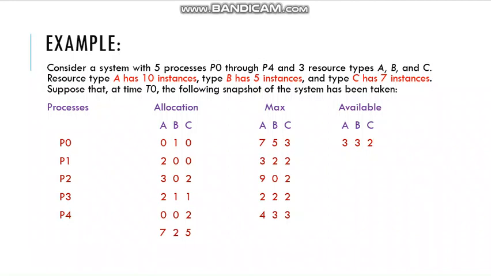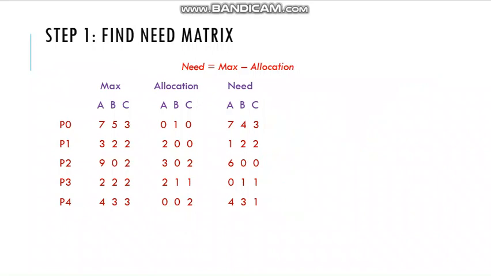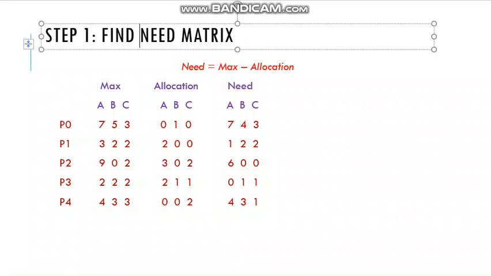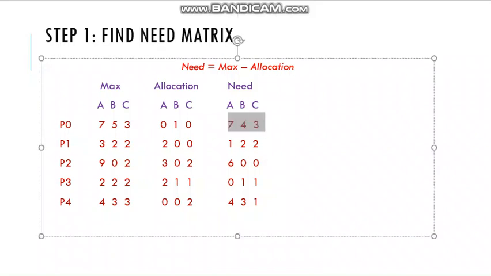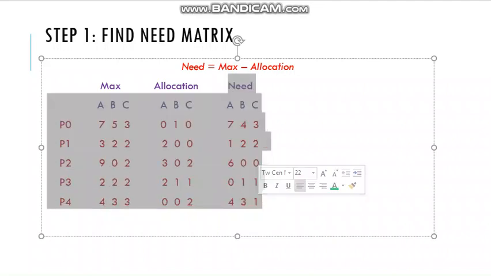Before going to the safety algorithm, we should first check the need. The first step is to find the need matrix. How can we calculate the need? Need is maximum minus allocated. For P0 we need 7 but allocated only 0, so the need is 7, 4, 3. How to calculate: 7 minus 0 is 7, 5 minus 1 is 4, 3 minus 0 is 3. In the same way, we will calculate the need matrix of all the processes.